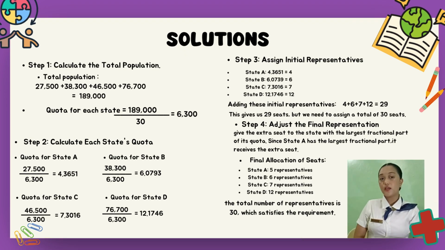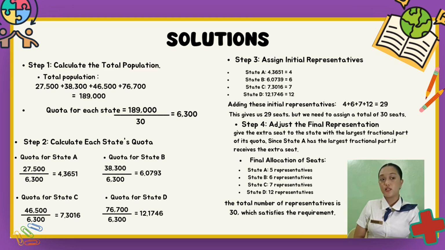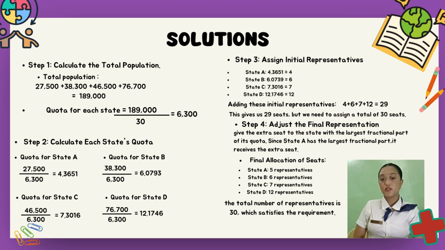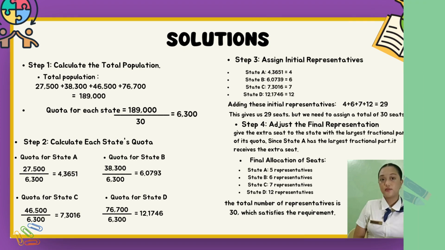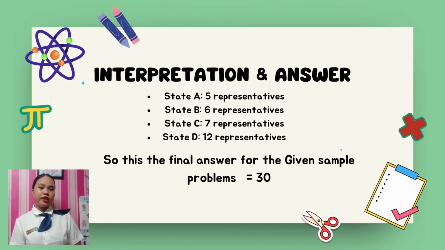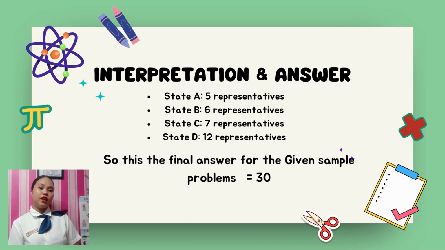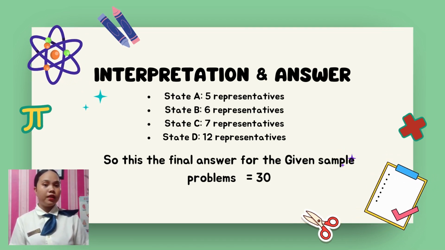This gives us 29 seats, but we need to assign a total of 30 seats. We need to adjust the final representation since we need to assign 30 seats in total and currently have 29. We give the extra seats to the state with the largest fractional part of its quota. Since state A has the largest fractional part, it received the extra seat. Interpretation and answer: that is the final answer for the given sample problem, a total of 30.